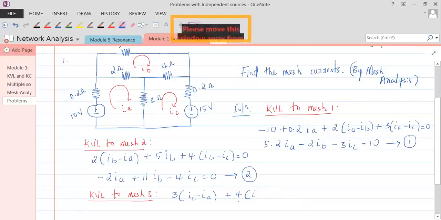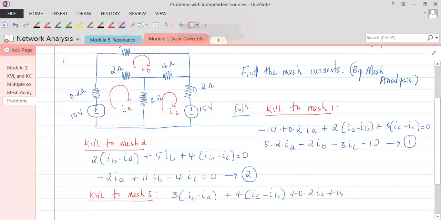It's IC minus IB since I'm operating in mesh 3. Plus 0.2 IC. And I'm approaching the positive sign of this 15. See here, when I'm coming like this, I'm approaching the positive sign of this 15. So I'll write that as plus 15.